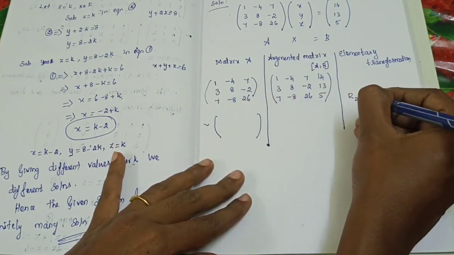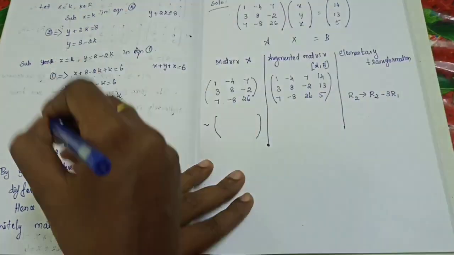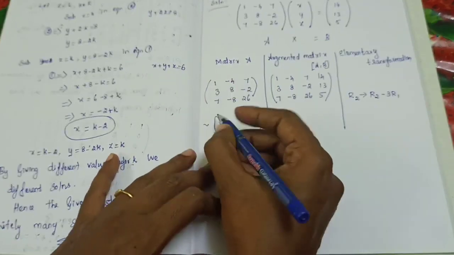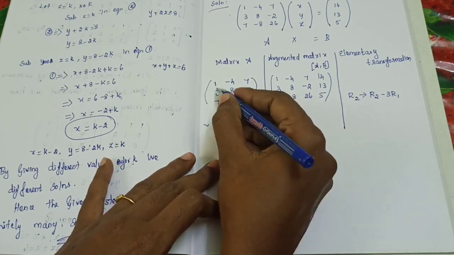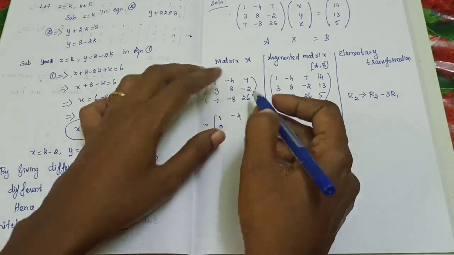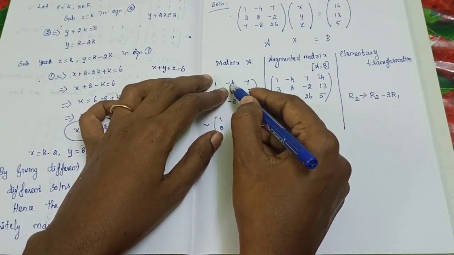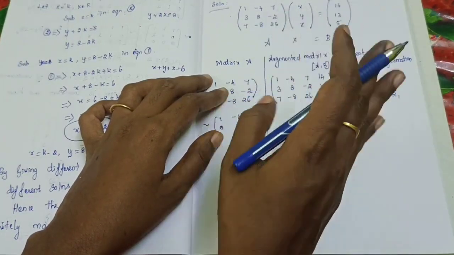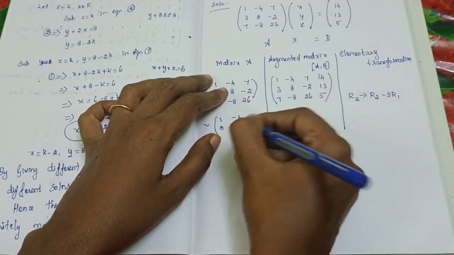So, R2 implies R2 minus 3 into R1. Shall we check? 3 into R1 means this will become 0. Is it right? 3 minus 3. So, first row same, 7. Then 3 minus 3 into R1, so 3 minus 3 means 0. The next one, 8 minus, carefully you need to do 8 minus 3 into minus 4. Minus into minus automatically becomes plus. So 8 plus 12 we will get, that is 20.